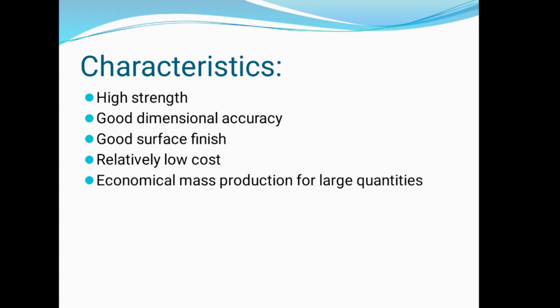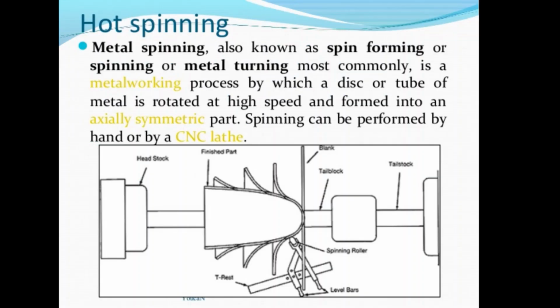Then these are the characteristics of sheet metals. Why are we using sheet metals here? They have high strength, good dimensional accuracy, good surface finish, and relatively low cost. They allow economical mass production in large quantities.